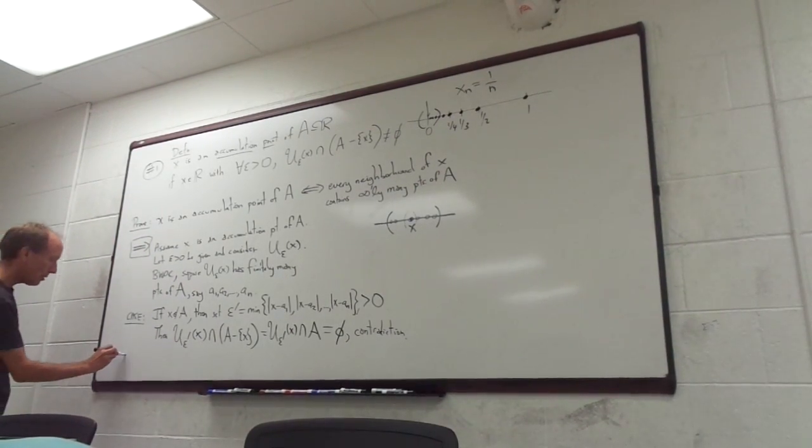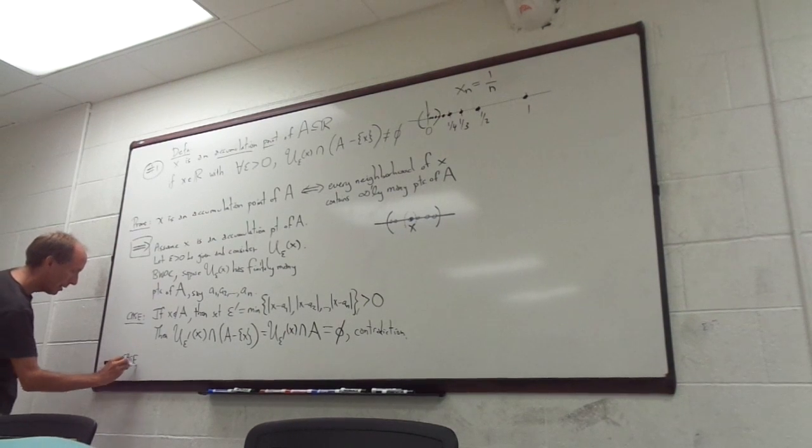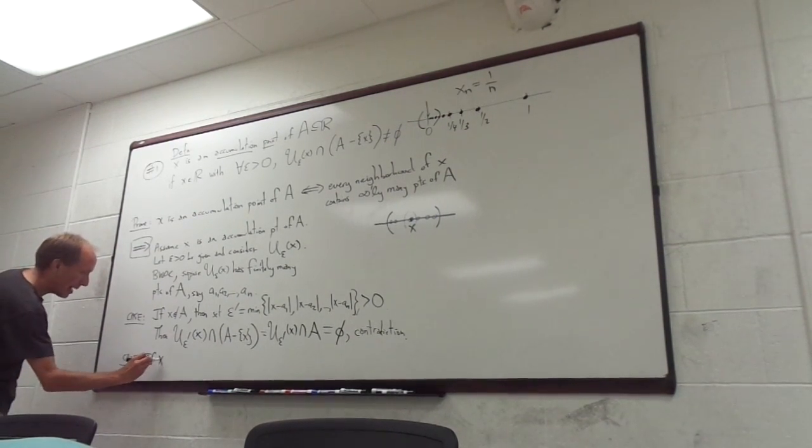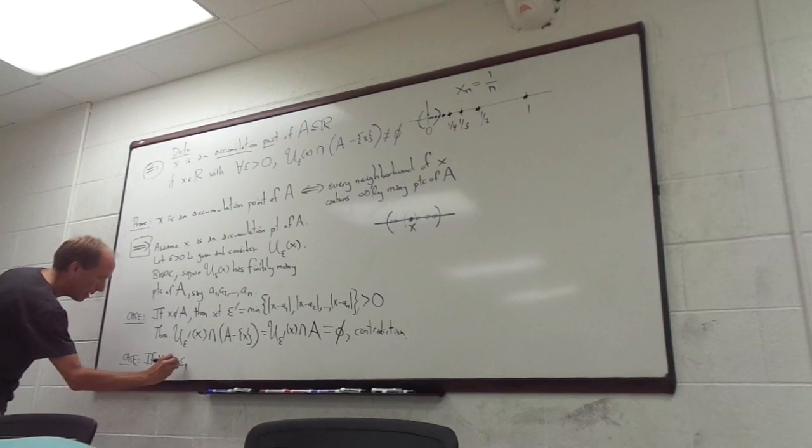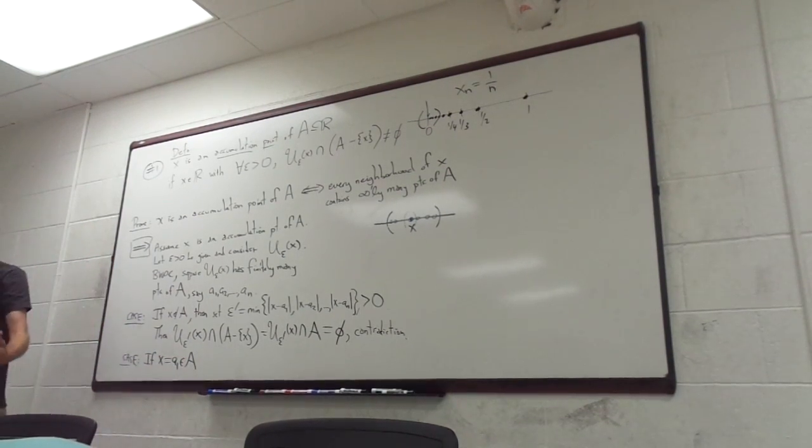What do you think I should do in the case when x is an element of A, in which case it would be one of these elements A1 through An?